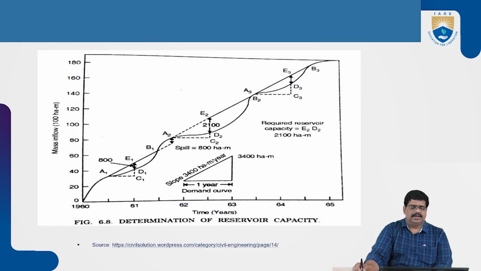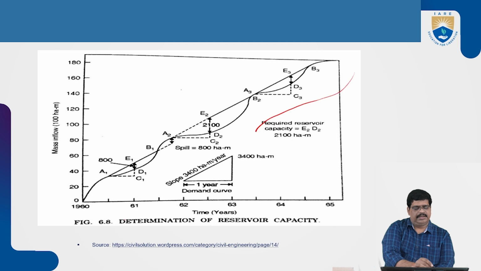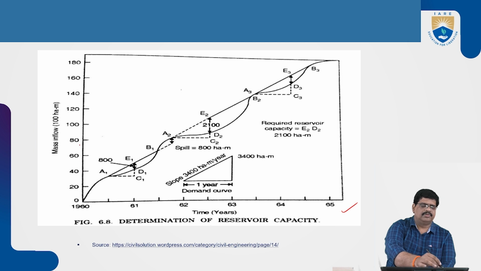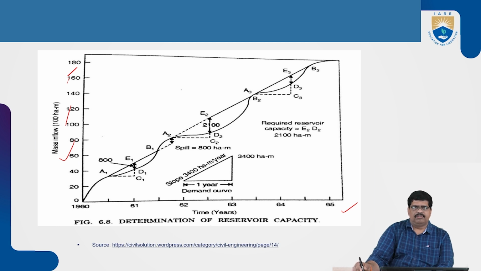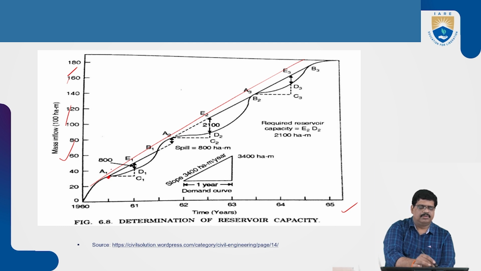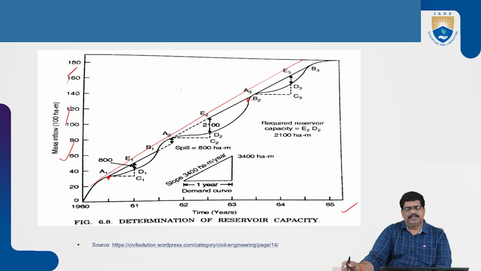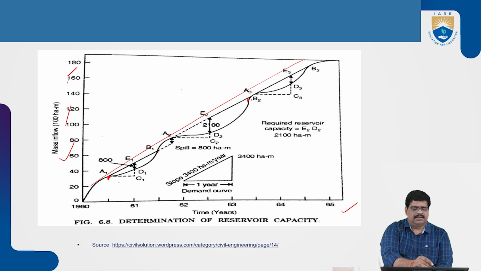So let us see the graphical representation of 1960, 61, 62 and so on. We write the years, and here the mass inflow in hundred hectare meters is taken on the y-axis. First, the demand curve is drawn like this, and from this point the value changes with ups and downs. What are the ups and downs? They are the areas where, in a particular year, the maximum floods come under the runoff. So that is why we check each one.